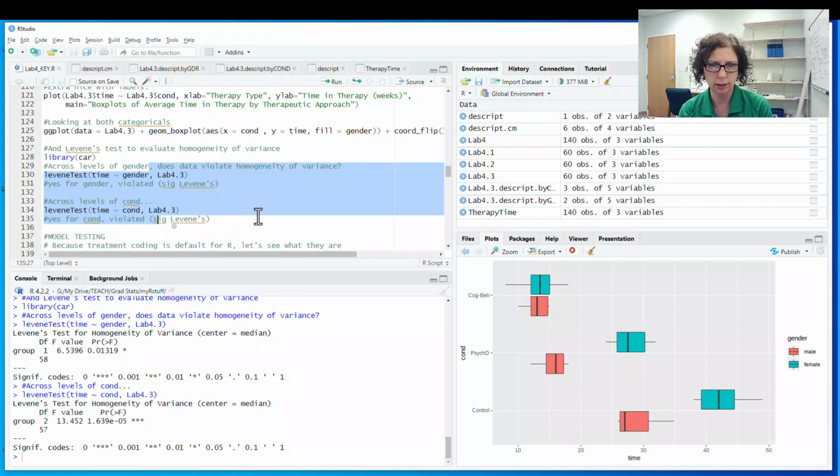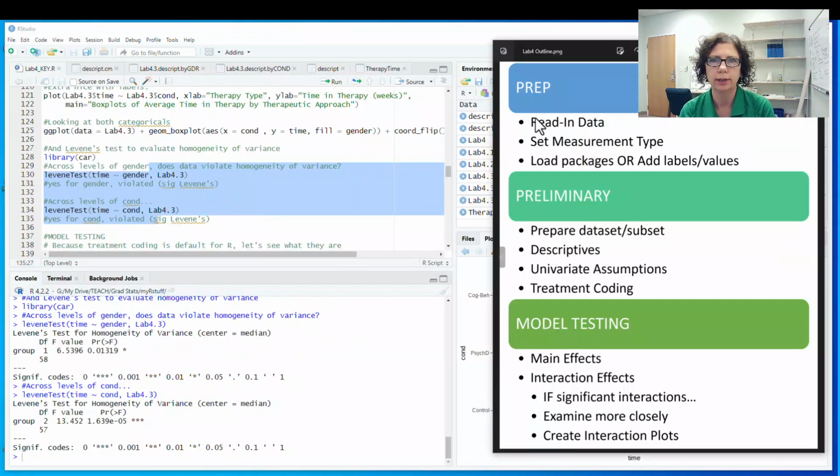So let's see how we're doing. We read in the data, we got the measurement type set when we set up the factors, we loaded packages, we got our subset, got some descriptives, and we checked out univariate assumptions. The next thing we're doing as we're going into model testing is setting up the treatment coding for the categorical predictors.